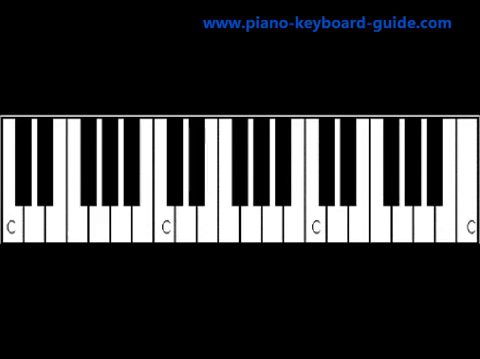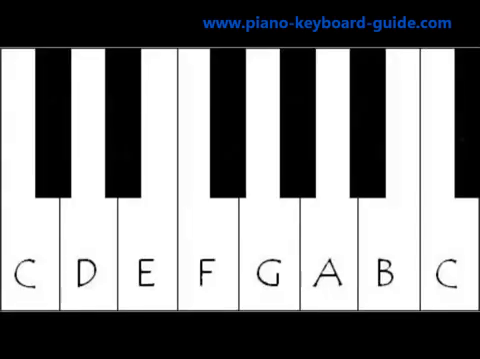Here's an image with various C notes all over the keyboard. Each time, it's clear to see that C falls just before a set of 2 black keys. Each C is 8 notes or 1 octave apart. Now that we know where C is on the keyboard, it's easy to find the other notes.